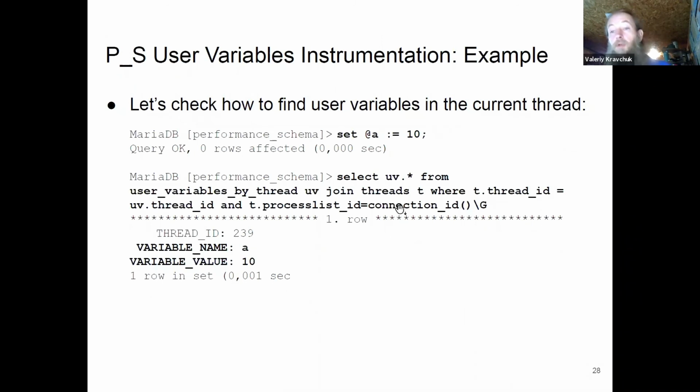Like for my own connection, I can check it, and that's actually easy. And you can see all the user variables set. In this specific case, I set A to 10, and I can see it for my connection ID. I can use any other connection ID, and again, join into the threads table by thread ID. I can relate that with real connection details like those we see in the show process list.